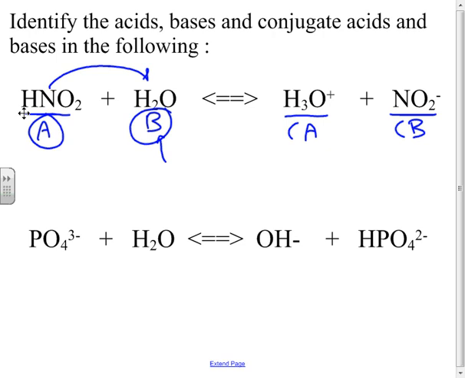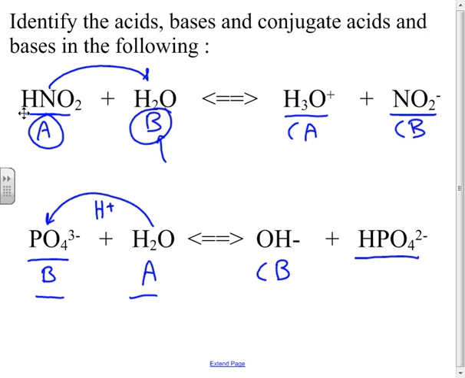In our second example here, PO4 3- cannot be an acid since it does not have a hydrogen to give. And if we look on the product side, we can see it has received a hydrogen ion. And so the water must be acting as the acid, giving the hydrogen ion to the PO4 3-. Therefore, the PO4 3- is acting as the base. And again, when the acid gives up the hydrogen ion, it becomes the conjugate base. When the base accepts the hydrogen ion, it becomes the conjugate acid.